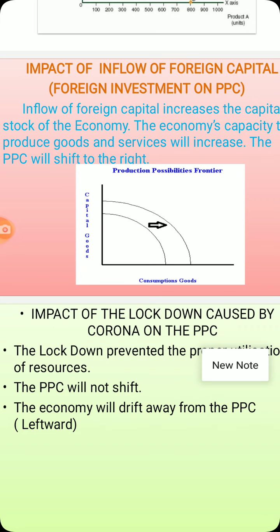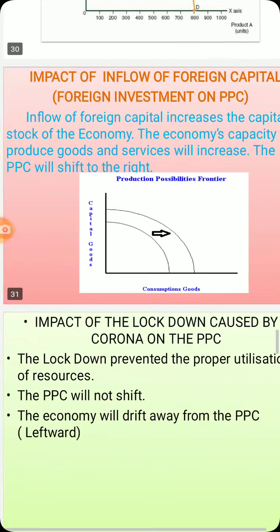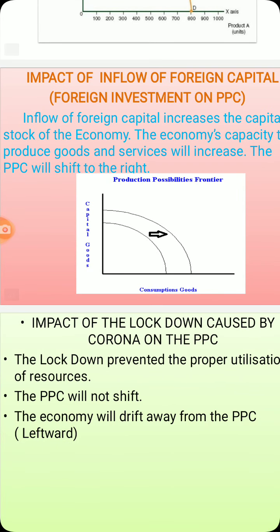Inflow of the foreign capital increases the capital stock of the economy. The economy's capacity to produce goods and services will increase, and the production possibility curve will shift to the right.